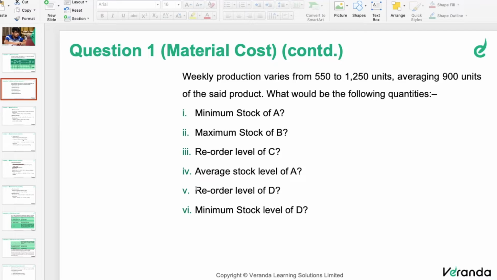Maximum reorder level. Reorder level is equal to maximum usage into maximum lead time. Then what is the formula for maximum level?